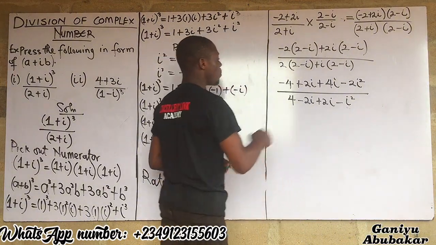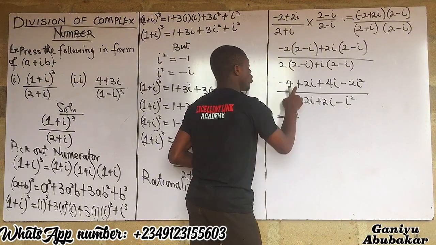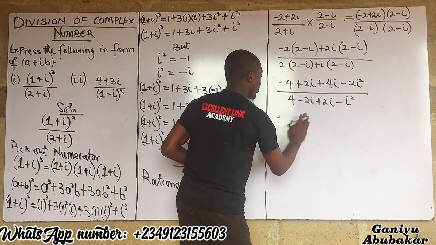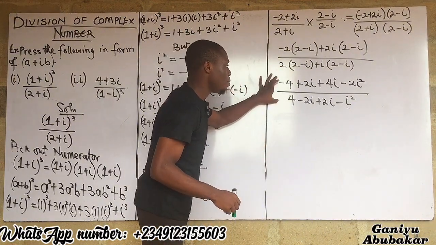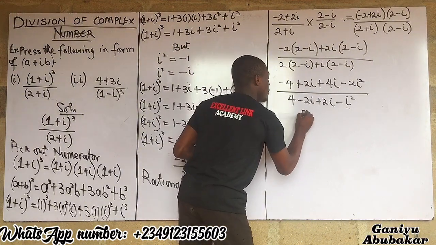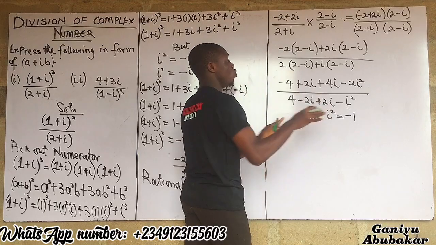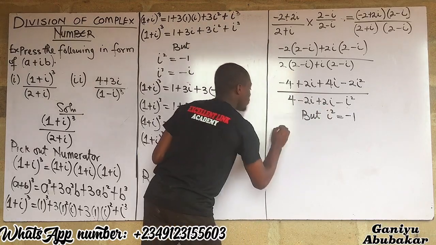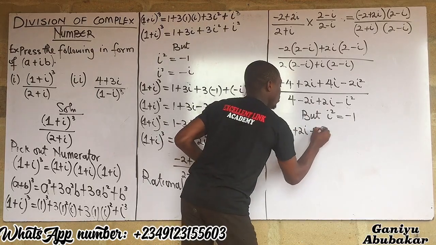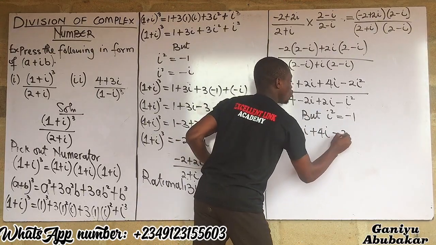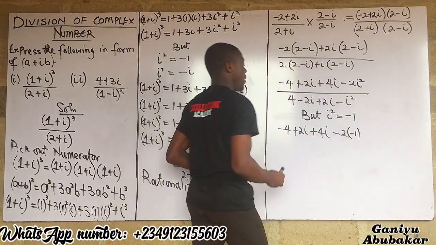After expanding the numerator and denominator, I had this. But what we know is that i squared should be equal to minus 1. So it means that I'll have minus 4 plus 2i, next up, plus 4i minus 2i squared. But we said i squared is what? Minus 1. Minus 1, yeah?